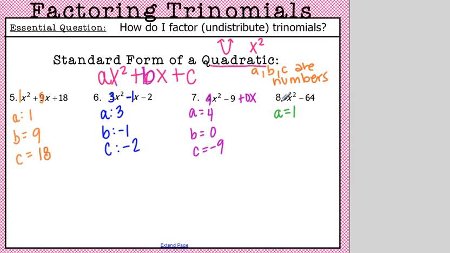Okay, your A was 1. Remember ninja 1. Your B wasn't there, so it's a 0. And your C, be careful here, is negative 64. This is going to help us when we learn how to factor a trinomial in a moment.